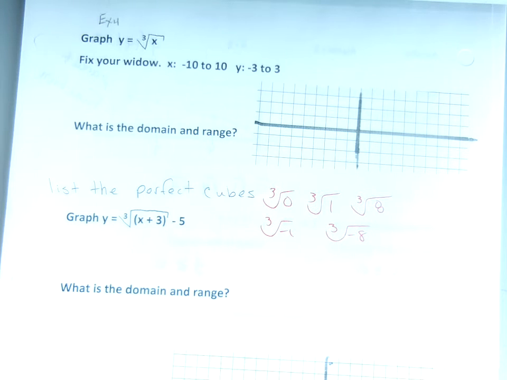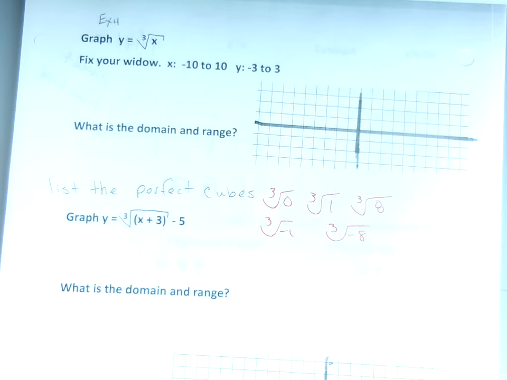Cube root of 0 is 0, right? Cube root of 1, what times what times what makes 1 is 1. Cube root of 8 is 2, you agree with that? Cube root of negative 1 is negative 1, because negative 1 times negative 1 times negative 1 is negative 1. Cube root of negative 8 is negative 2. So these are the numbers I want to graph, and it makes my curve much easier to graph, okay?